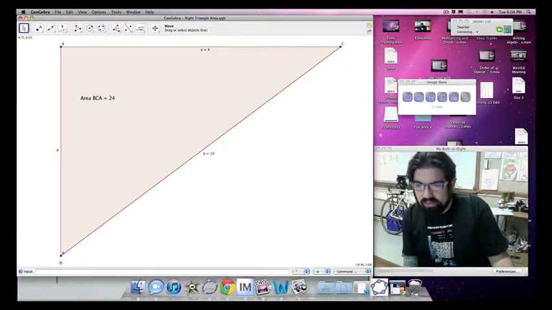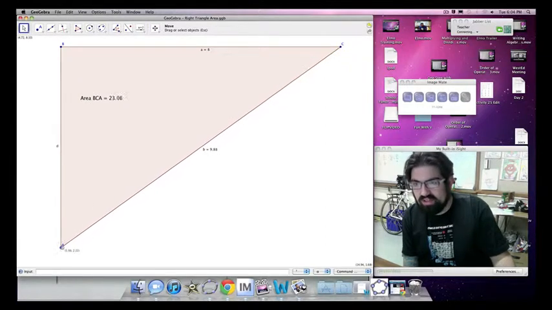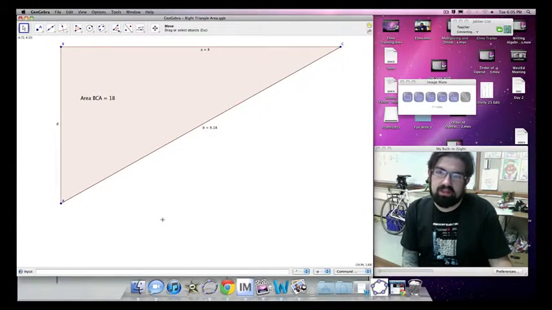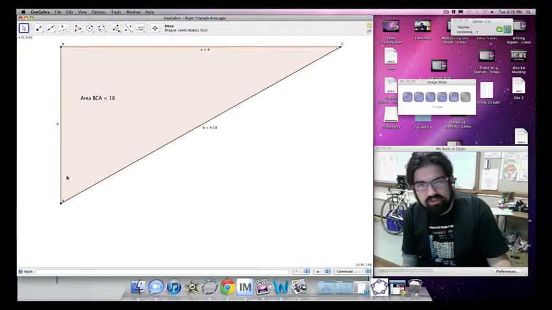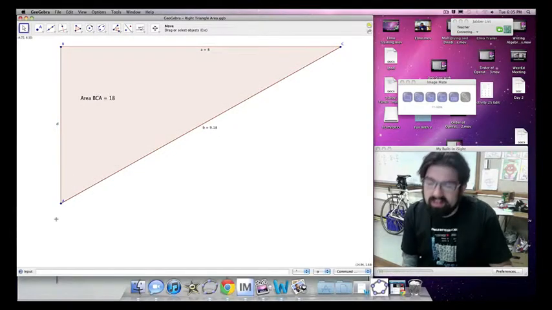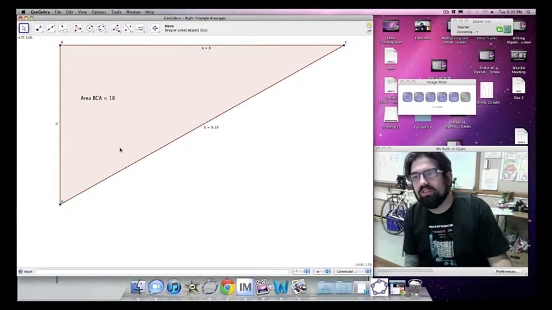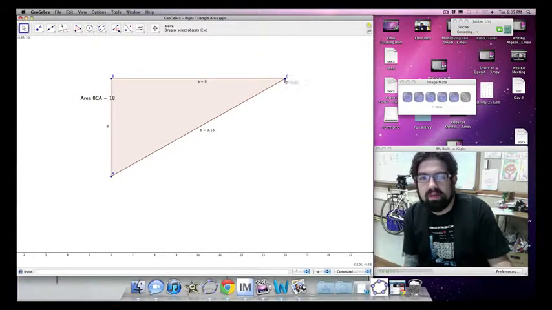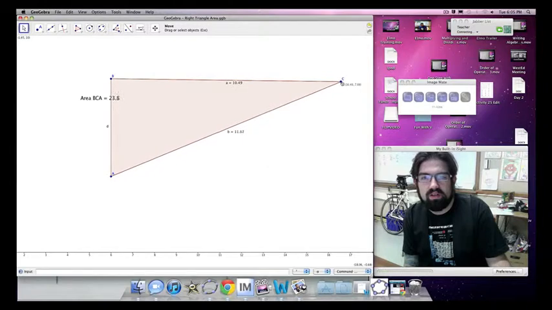If I adjust what this is, I actually end up changing exactly what's going on. Now it's 18 because I changed what the hypotenuse is, which changed what this was. So that's kind of neat. Zoom out a little bit. Let's play with this a little bit. Let's see. What if I made this 12 feet?